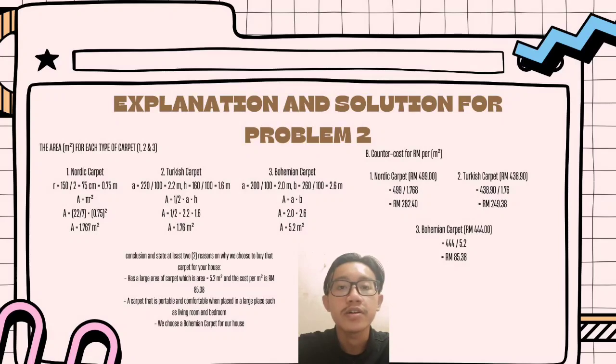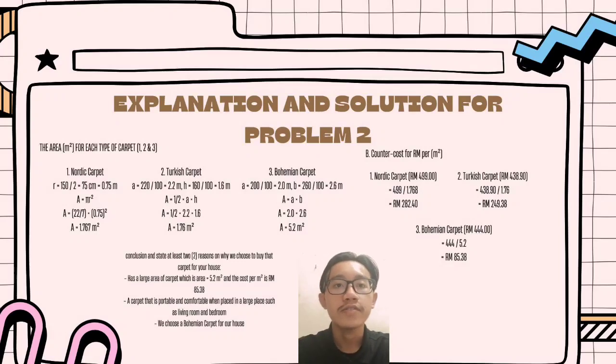We use the formula area equals A multiply B. So we substitute the value of A, which is 2, and the value of B, which is 2.6, and when we multiply we get the answer, 5.2 square meter.